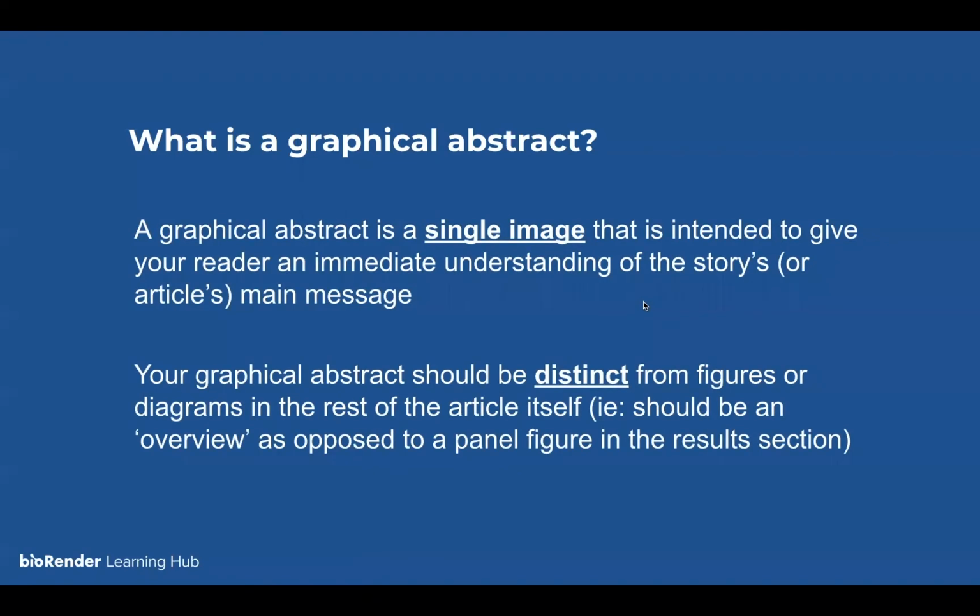So let's start by defining, what is a graphical abstract? We all might have slightly different understanding of what that is. It's a relatively new concept and becoming more and more prevalent in the journal or publishing cycle. A graphical abstract, as we're defining it, is a single image that is intended to give your reader an immediate understanding of the story's or article's main message. So your graphical abstract should be distinct from figures or diagrams in the rest of the article itself, i.e., it should be an overview as opposed to one of those 6, 9, 10 panel figures in the results section, for example.